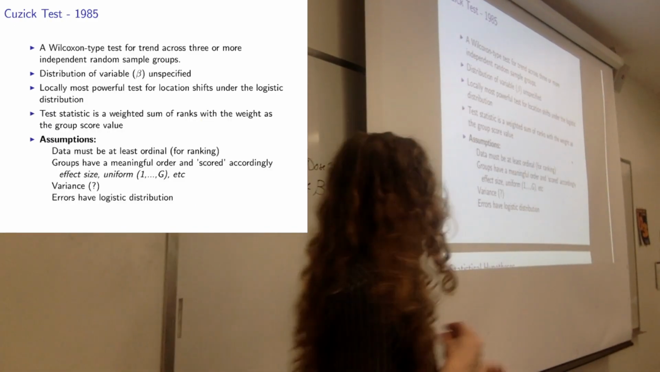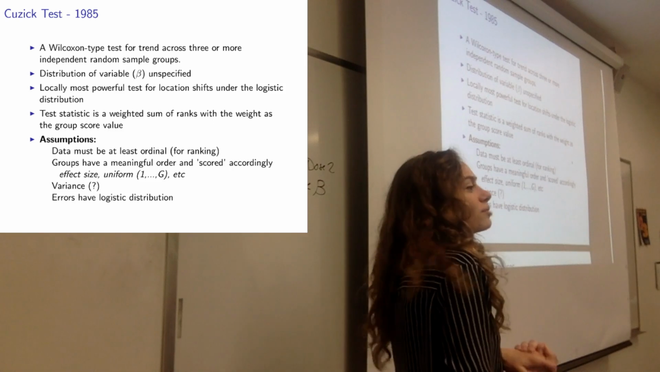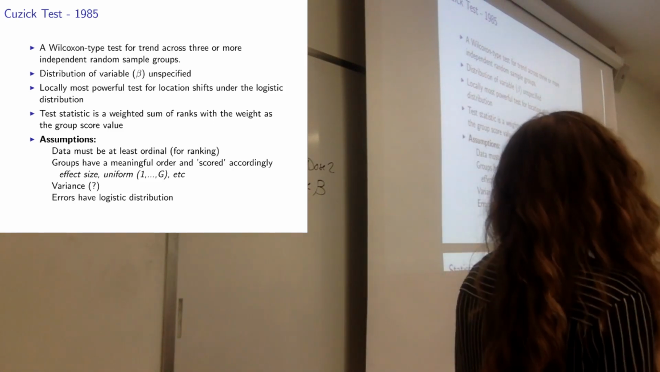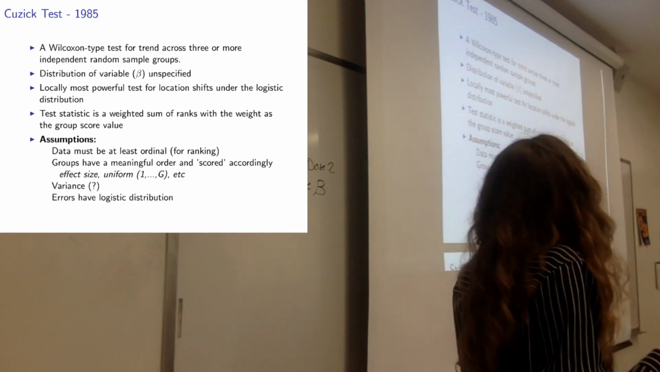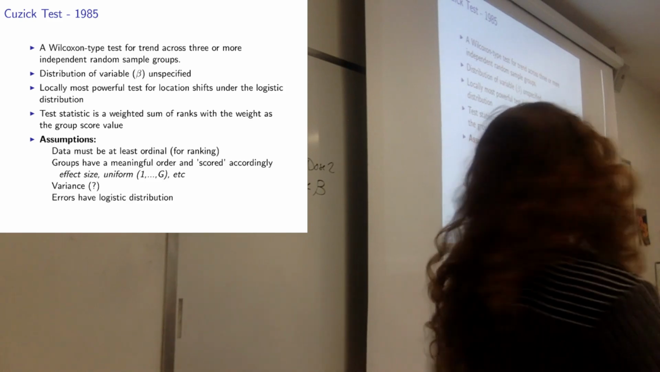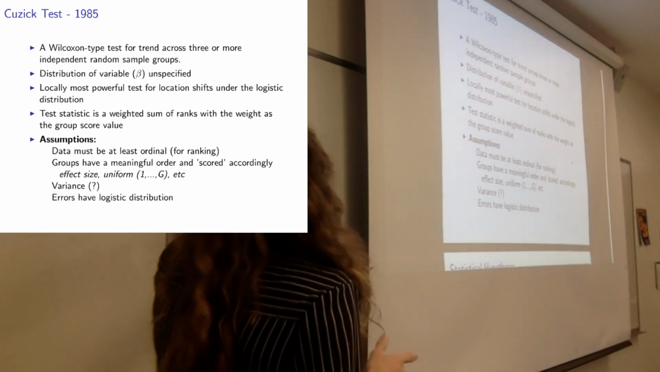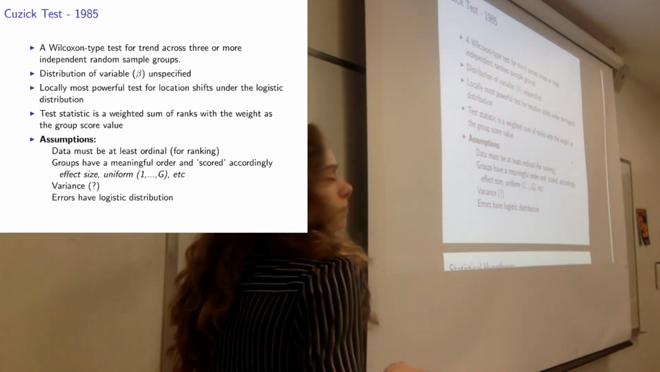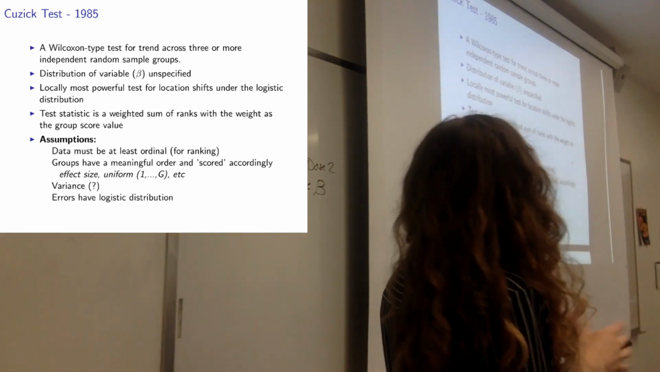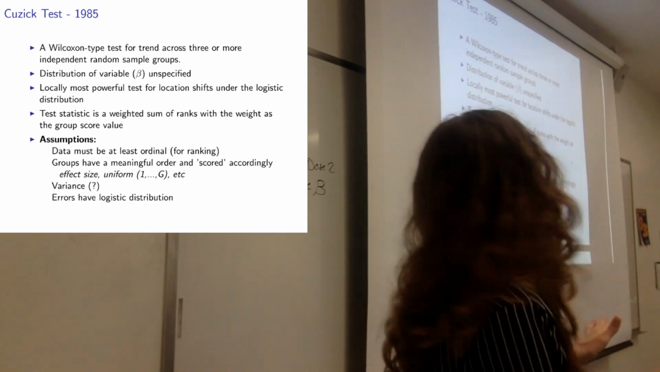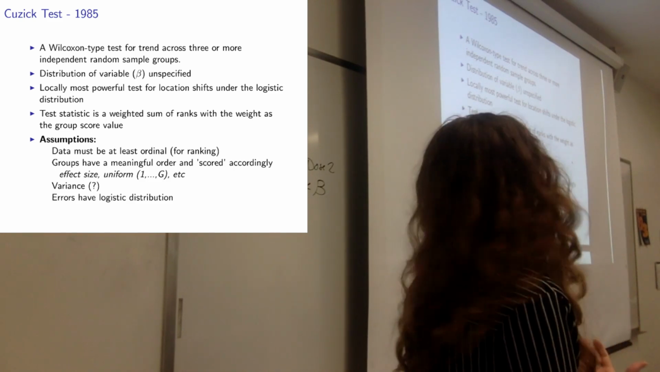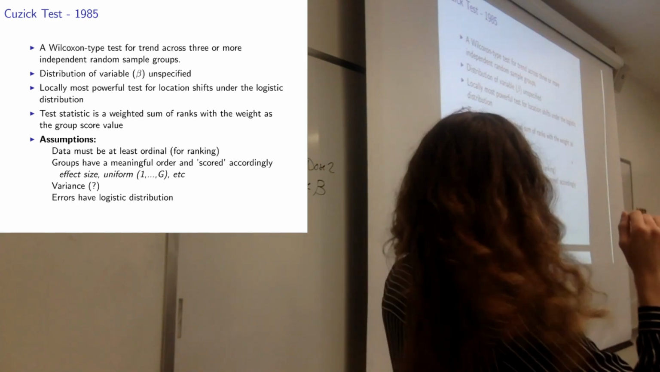Okay, so the Kuzik test was developed in 1985. It's a Wilcoxon type test for trend, and it accounts for having trend in 3 or more independent groups. So this would already allow you to do placebo, dose 1, and dose 2. The Kuzik test is nonparametric, so it doesn't assume a distribution of the variable. It leaves it unspecified. And in our case, we're interested in beta, so I have beta in the parentheses.